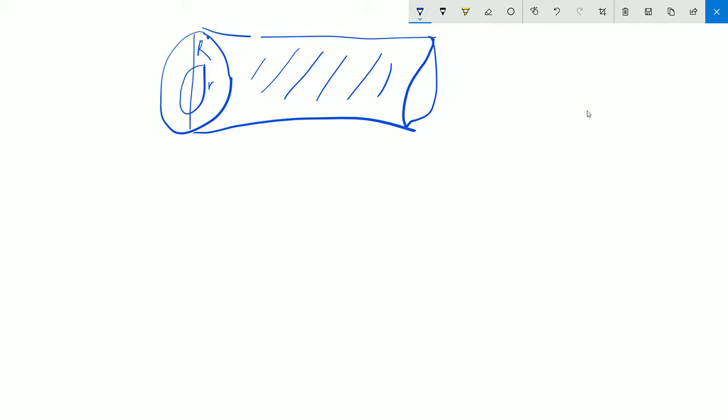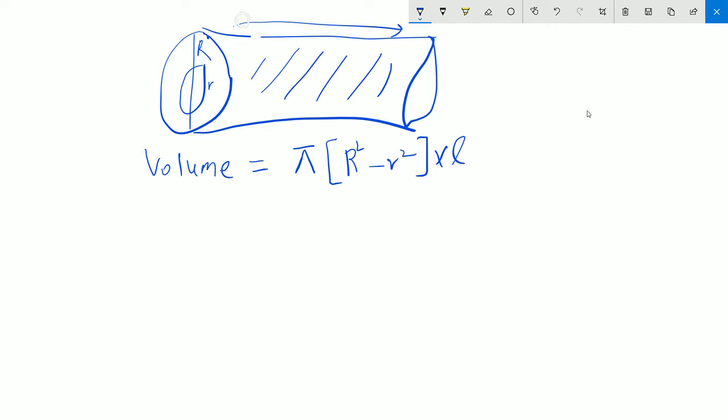and to calculate its volume, we use the formula: volume of pipe equals pi into the outer radius squared minus the inner radius squared into the length of the pipe, which we call L. So basically, this is the length L of this pipe.